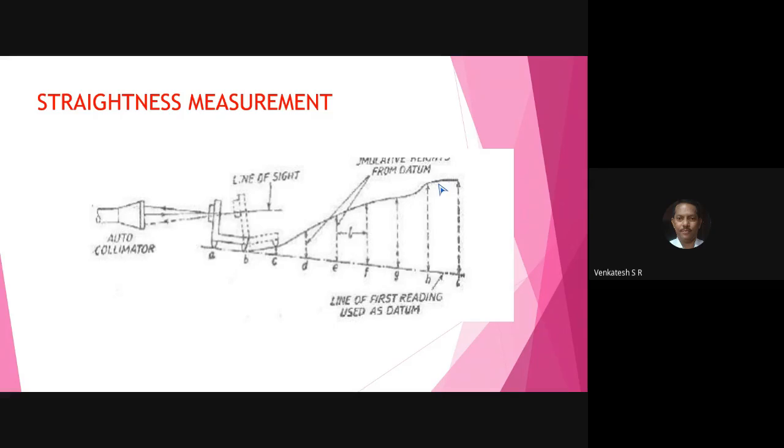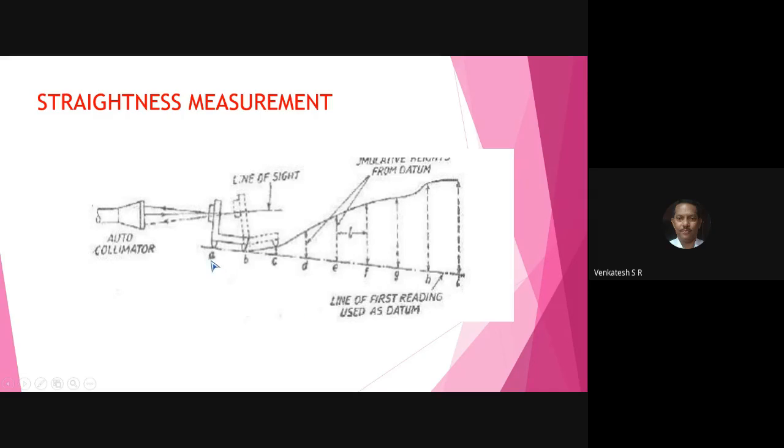And all of you observe here, one more experiment or one more test by using autocollimator. Using autocollimator, you can measure the straightness of the component in a particular distance. You can divide the distance A, B, C, D like this, and how much difference of straightness is present on the component, you can measure by using autocollimator. Straightness can be measured by using autocollimator.